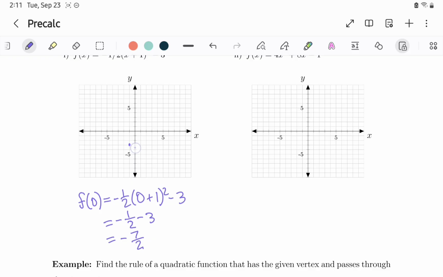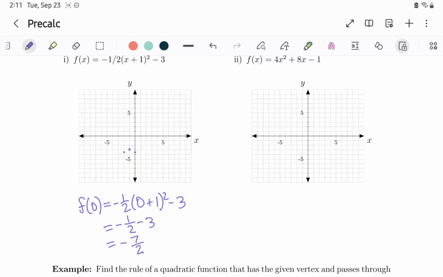And then by symmetry, we know that the value of our quadratic function f here, when x is equal to -2, is also going to be -3.5. So we got at least 3 points that we can use to go ahead and sketch our graph.